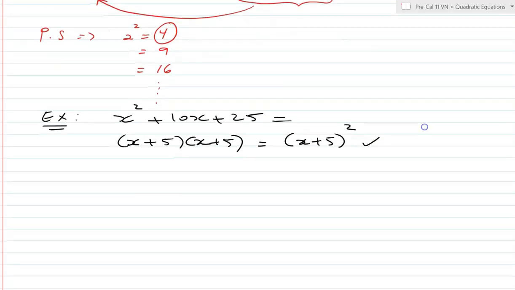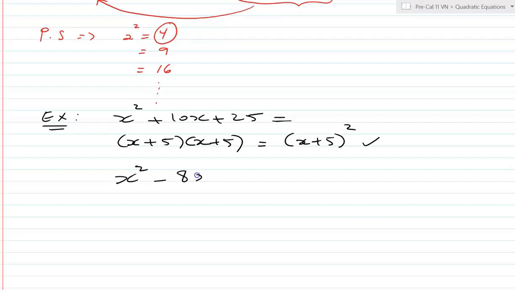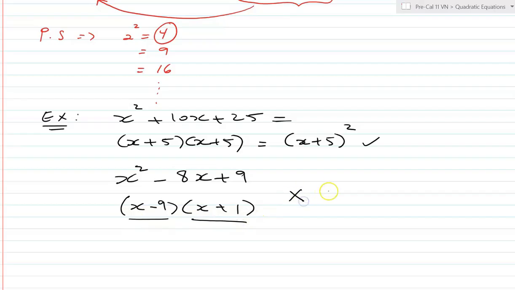All right. Next one, let's do x squared minus 8x plus 9. Let's see if that is a perfect square trinomial. Two numbers you multiply to get 9 and add to get minus 8. In this case, you can do minus 9 and plus 1, and notice that these two brackets are different. So that is not a perfect square trinomial. A perfect square trinomial must look like the earlier one.